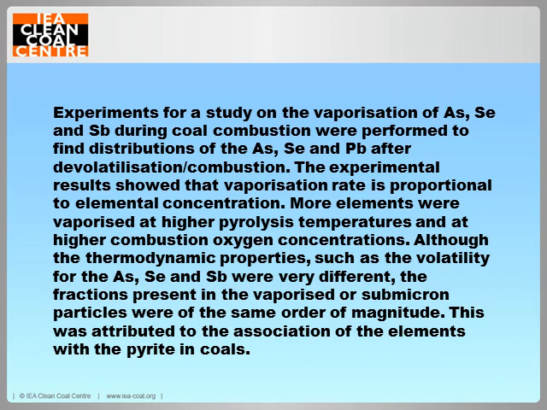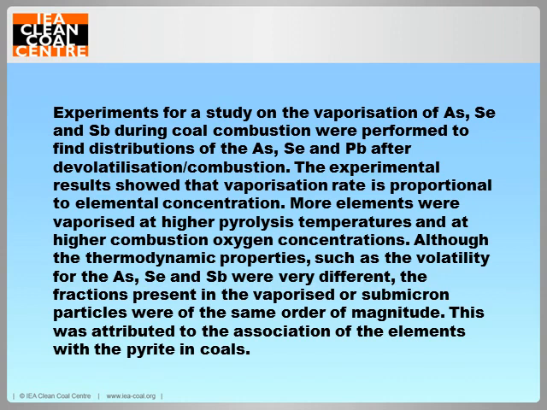Experiments for a study were performed to find the distribution of arsenic, selenium, and lead after devolatilization. Three bituminous coals from the eastern U.S. were selected and segregated into varying size cuts with different densities. The coal was then devolatilized and burnt under well-defined conditions. Char and ash samples were analyzed. A quantitative model was established and used to predict vaporization rates for arsenic, selenium, and antimony during coal combustion.